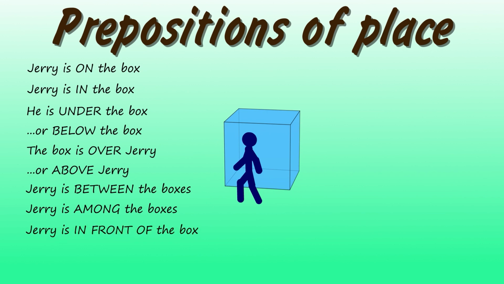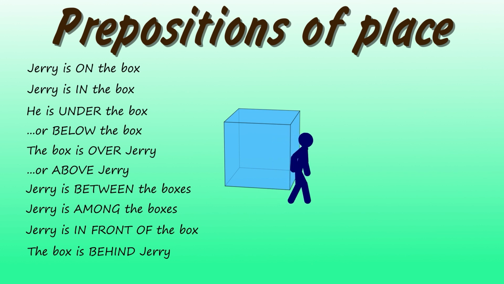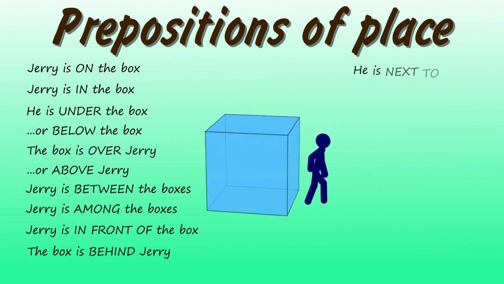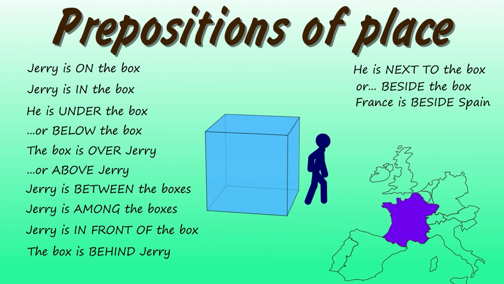Here, Jerry is in front of the box, and the box is behind Jerry. Remember to use the preposition of when saying in front of. If Jerry moves here, he is next to the box, or beside the box. We use next to or beside when things are close to each other or connected to each other. For example, France is beside Spain, and Canada is next to the United States.